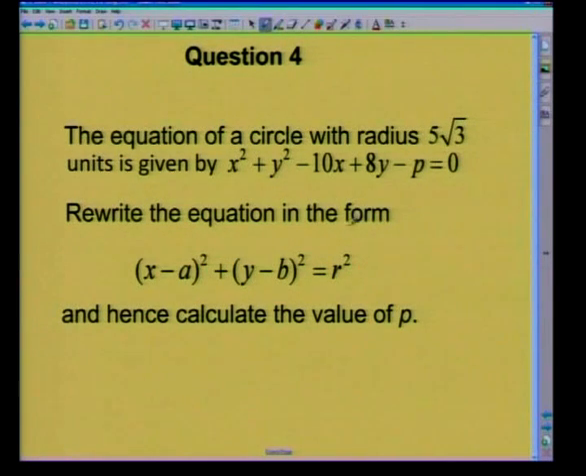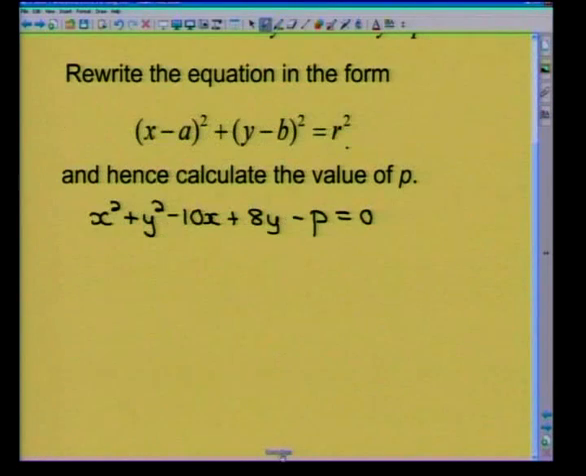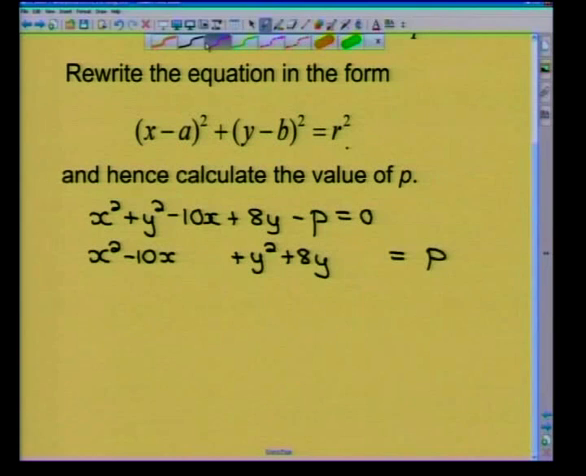Now it says rewrite the equation in the form (x minus a) all squared plus (y minus b) all squared equals r squared. So let's do that first of all. So x squared plus y squared minus 10x plus 8y minus p equals 0. So let's get some space. We're going to say x squared minus 10x, leave a space, plus y squared plus 8y, leave a space, equals p. So all I've done now is reorganize how I'm writing the equation. I'm ready now to actually complete the square.